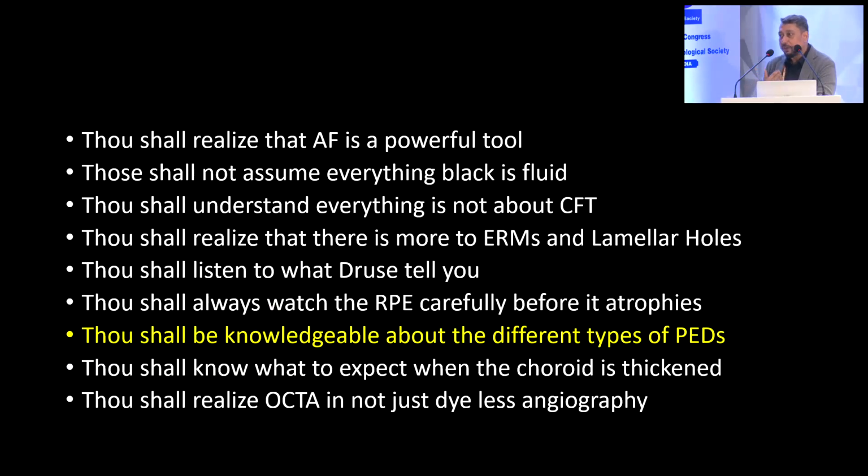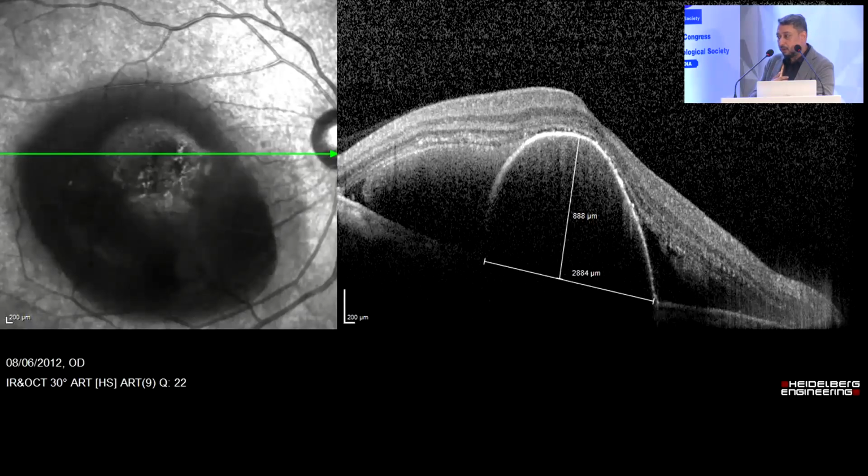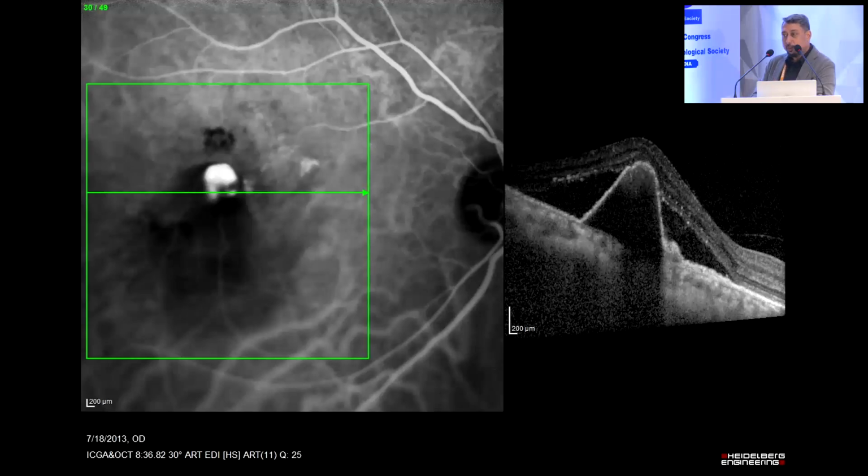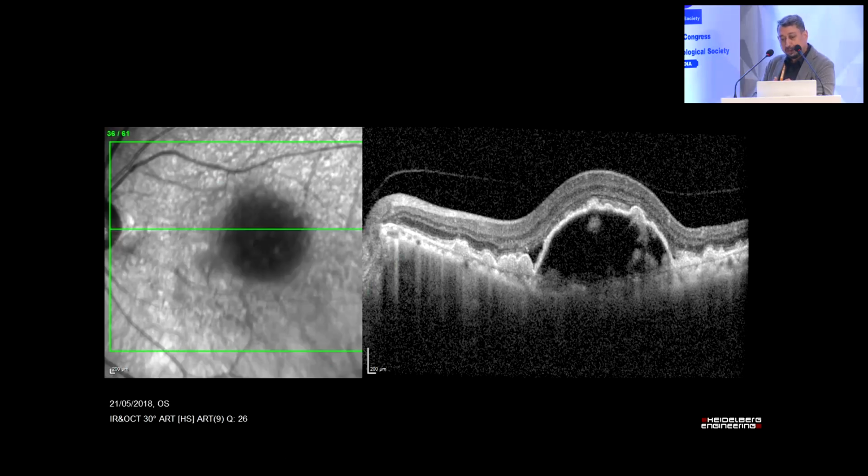Thou shalt be knowledgeable of the different types of PEDs. So you have something called giant PEDs. We have huge locations that have a feature of PCV and all those lesions. Extra large PEDs more than 1,000 microns are an indication for an imminent RIP or an imminent subretinal hemorrhage. These are called thumb-shaped PEDs, typical of PCV, like you see there.